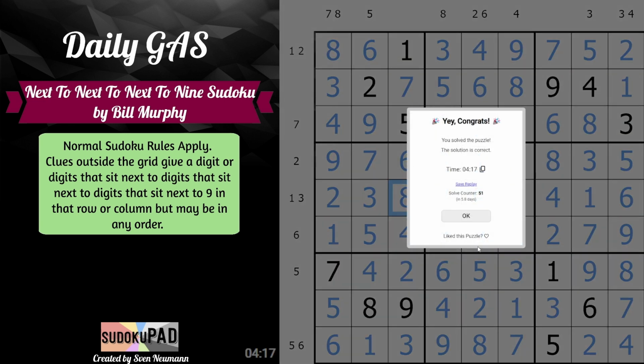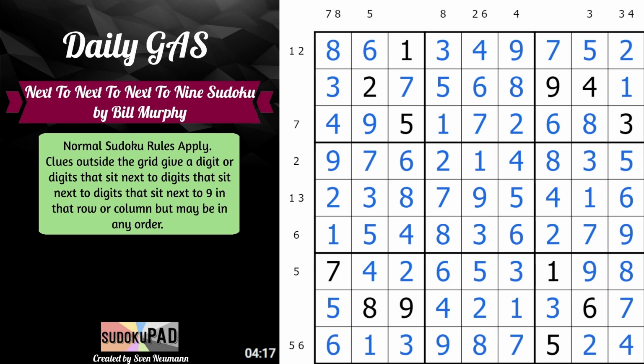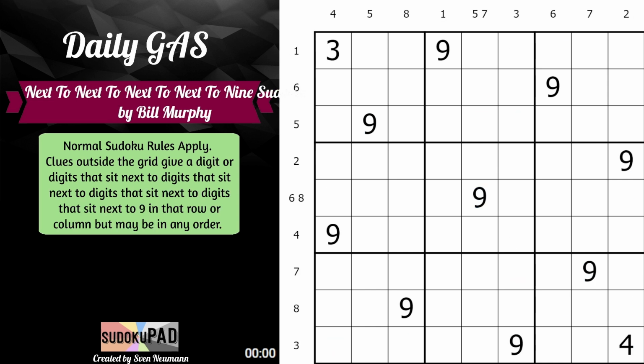And we are done in 4 minutes and 17 seconds with next to next to next to 9 Sudoku by Bill Murphy. And I bet you cannot guess what we are about to see next: next to next to next to next to 9 Sudoku by Bill Murphy. Normal Sudoku rules apply. At this point, you guys know how it goes. Let's just jump right into it.